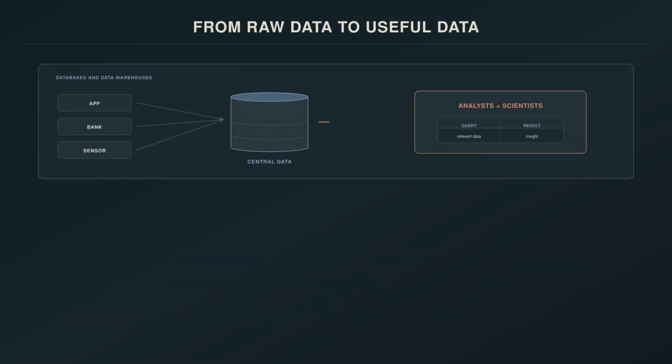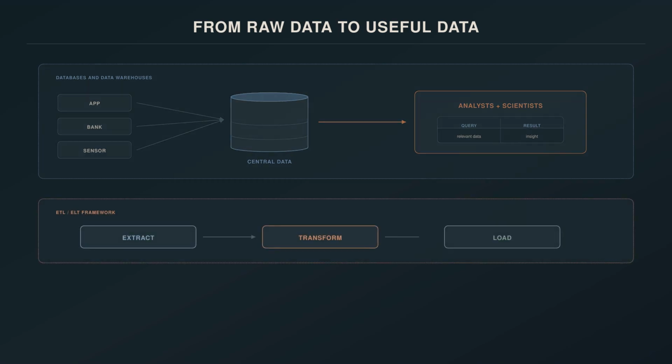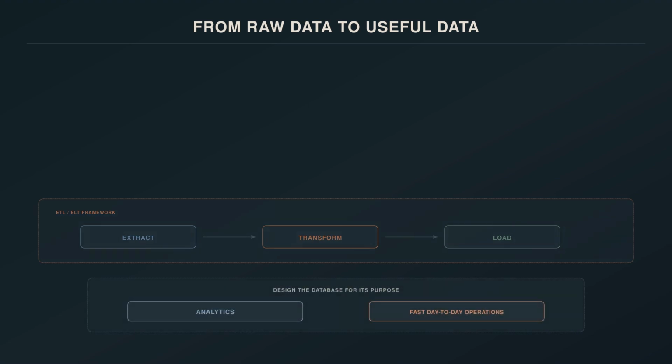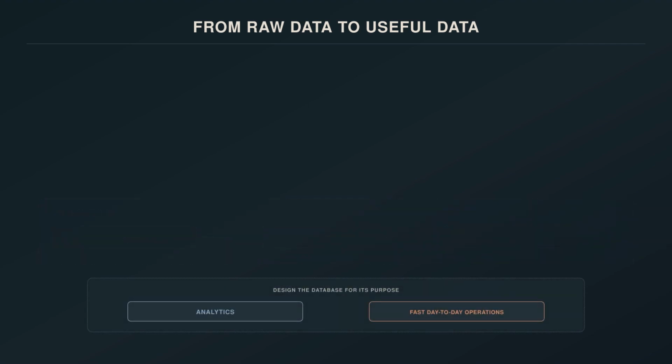In data engineering, we create data warehouses, or more broadly, databases, and data analysts or scientists retrieve the relevant data from these places to analyze it. This process follows the ETL or ELT framework: extracting data, transforming it, and loading it. So we also design databases, deciding whether each system will be used for analytics or for fast day-to-day operations.